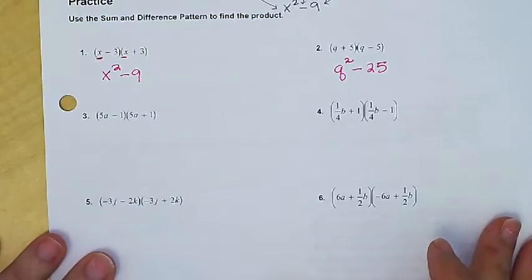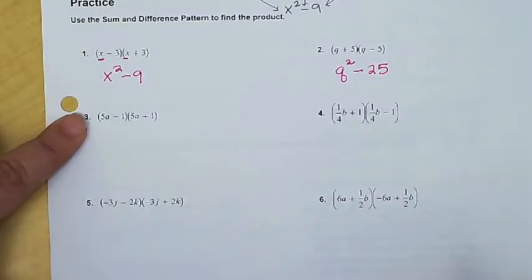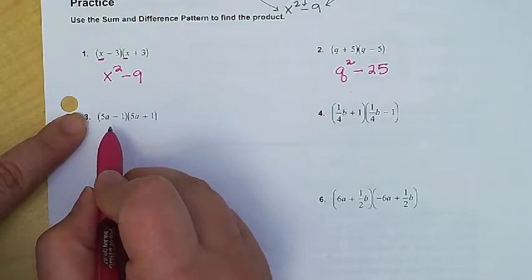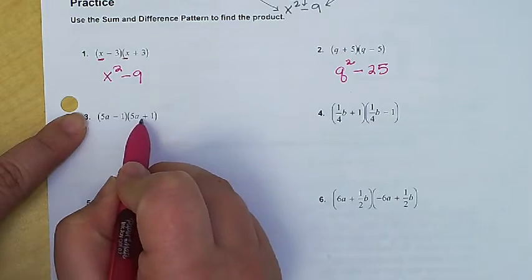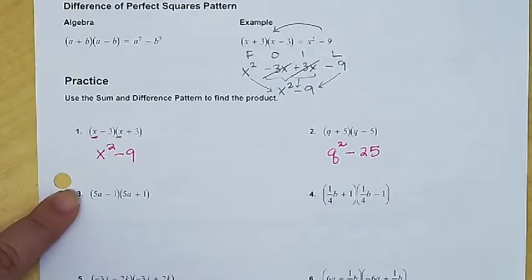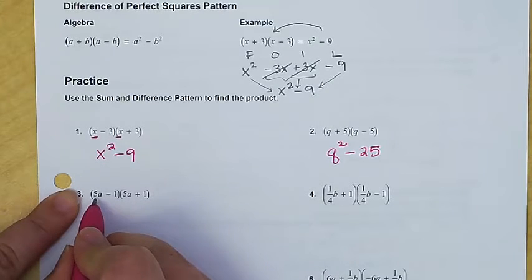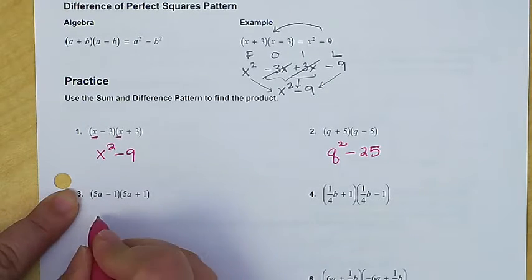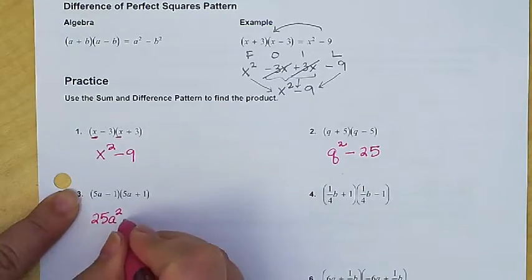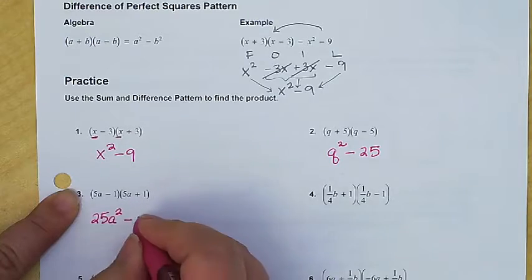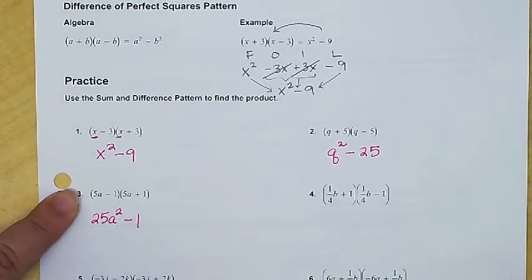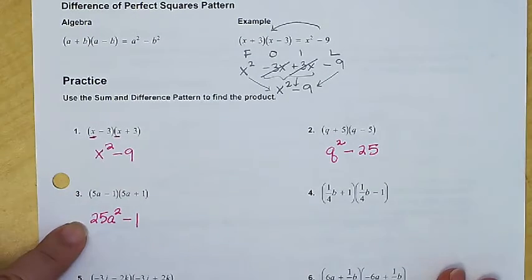Okay, let's try number 3. Gets pretty easy after this. You can start to see the pattern there. If we multiply two binomials that are almost identical but with different signs, we know the drill now. We'll just square the first term. So if I have 5a and I square 5a, meaning 5a times 5a, I'll get 25a to the second power. Put my subtraction. The two signs are different, and 1 times 1 is still 1. So there's our difference there.